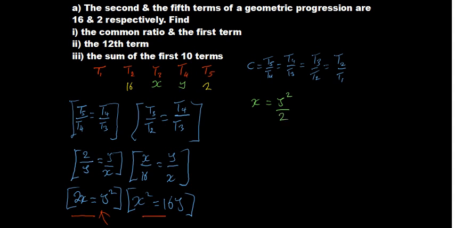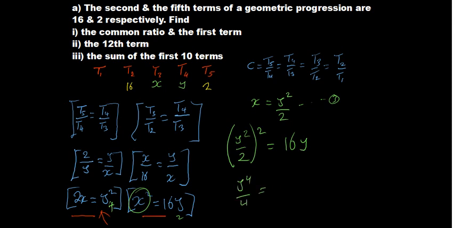Then I'll call this my equation 3. Of course, this is our equation 1, this is our equation 2, and this is our third equation. From equation 3, where there's x, I'm going to replace in equation 2. Remember we have an x squared there, so I'm going to have y squared over 2, all squared, is equal to 16y. So what we have here is y to the power 4 divided by 4 is equal to 16y.